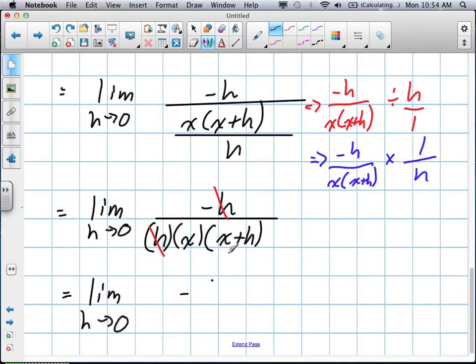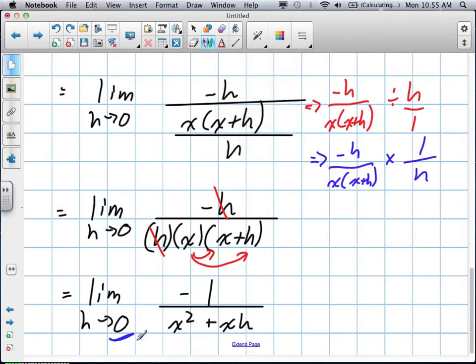And we're left with negative 1 over... and instead of just leaving it like this, I'm now going to finally distribute my x into both terms. So we have x squared plus x times h. Okay. Well, now I know if I plug in our approximation for 0, a number infinitely close to 0, for h, I will no longer have a 0 on the bottom of the equation, so I won't have something that's undetermined. So I can now go about doing this.